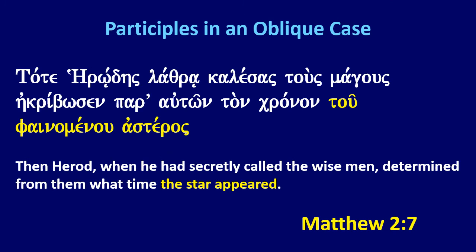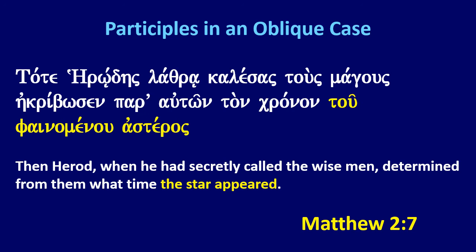And here's one example of this in Matthew 2:7, where it says, "Then Herod, when he had secretly called the wise men, determined from them what time the star appeared," is how it's translated in the New King James Version of the English translation. But when you see that phrase there, what time the star appeared, it almost sounds from the English translation like we're dealing with the word appeared as an aorist indicative verb, but it's actually a participle here. And the participle is the participle form of phaino, to shine, or to appear, to be made manifest, that sort of thing.